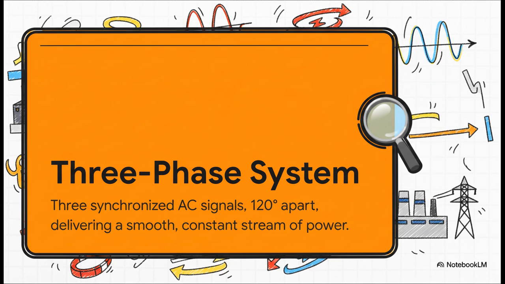So what is it exactly? Well, a three-phase system is basically three separate AC signals, all perfectly synchronized, but just slightly offset from one another by 120 degrees. Imagine three pistons firing in perfect sequence in an engine. This setup ensures that as one phase is dipping in power, another one is already rising to take its place. The result? A continuous, unwavering, smooth delivery of energy.